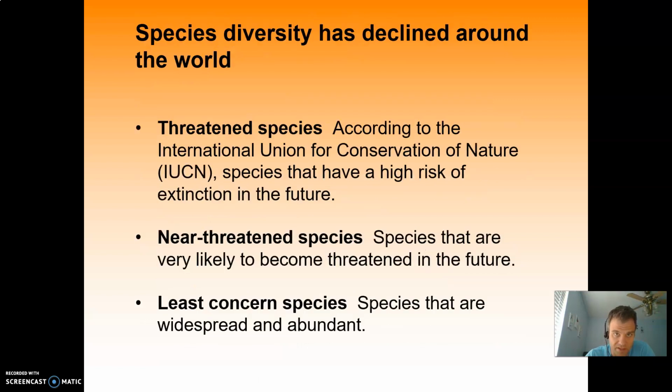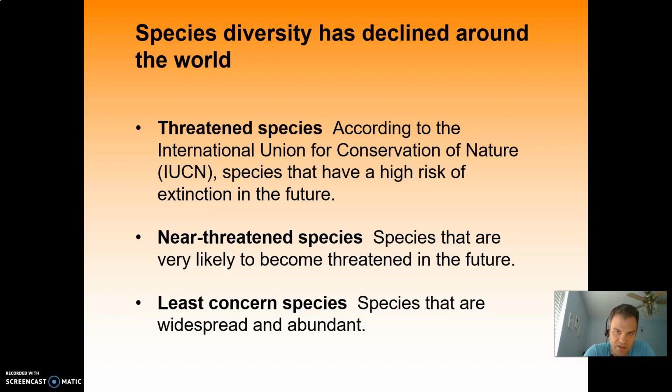So species diversity has declined around the world, and we have to label these types of species. We have threatened, near threatened, and least concern. Threatened is going to be, according to the IUCN, the International Union for the Conservation of Nature, species that have a high risk of extinction in the future. So these are going to be the ones that are really close.